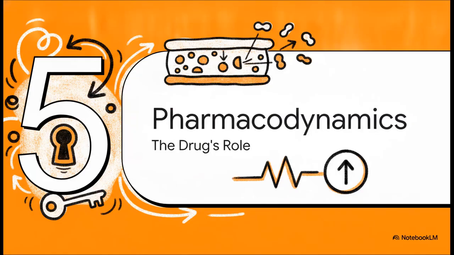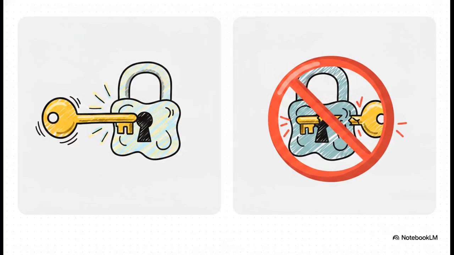Section 5, Pharmacodynamics, the drug's role. Let's move on and see how this builds into the other side of the coin, pharmacodynamics, or how the drug attacks the body. Drugs generally interact with receptors in our body, and there are two main types of interactions you need to know: agonists and antagonists.